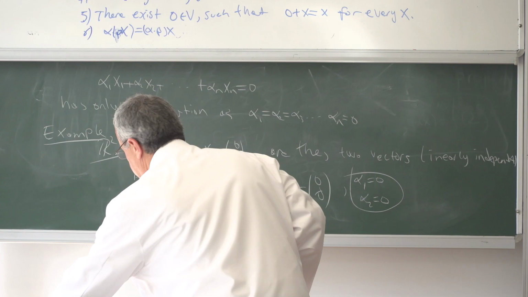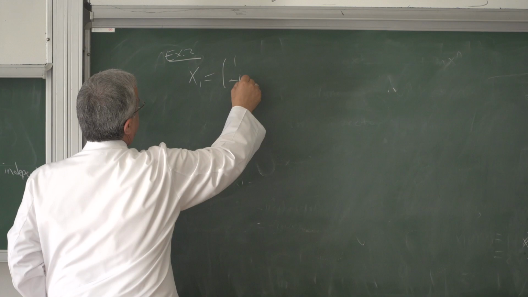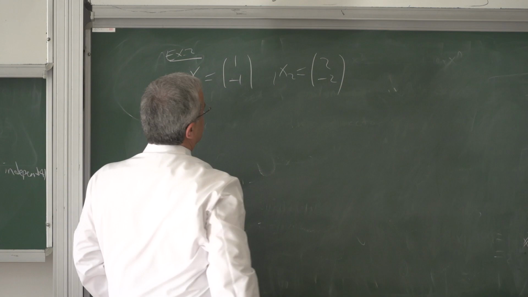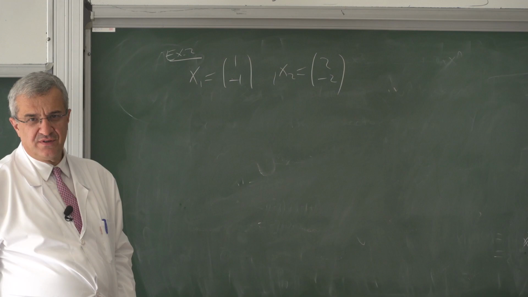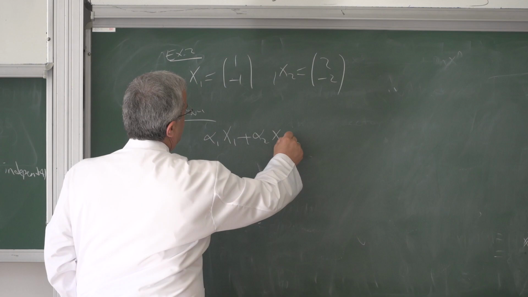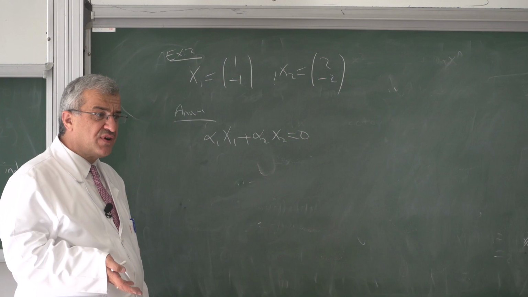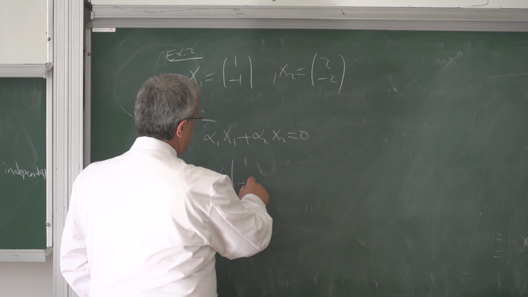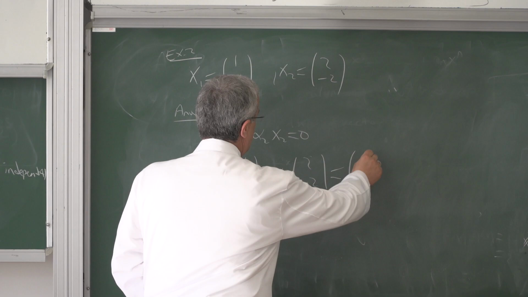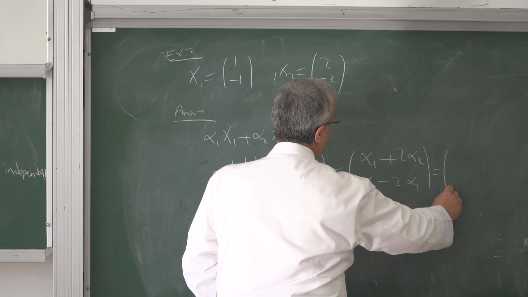Example 2. So x1 is equal to (1, -1). X2 is equal to (2, -2). Are these two vectors linearly independent? So what do we do? Alpha 1 x1 plus alpha 2 x2, I set this equal to 0 and find solutions. If the 0 solution is the only solution, then they are linearly independent. Otherwise, they are linearly dependent. So alpha 1 times (1, -1) plus alpha 2 times (2, -2) is equal to (alpha 1 plus 2 alpha 2, minus alpha 1 minus 2 alpha 2), equal to (0, 0). I set this equal to 0 and look for a solution.